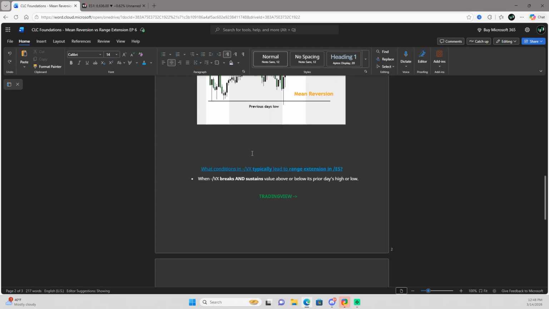So what conditions in the inverse volatility index, the instrument that we're analyzing first, will typically lead to range extension within ES? As we're looking at the inverse volatility index, if it is breaking above and sustaining value above or below its prior day high or low, then this will typically lead to range extension within ES. Key point here is typically. Don't treat this as some sort of static rule. It's not always the case, but it is typical. So now we can head over to TradingView.